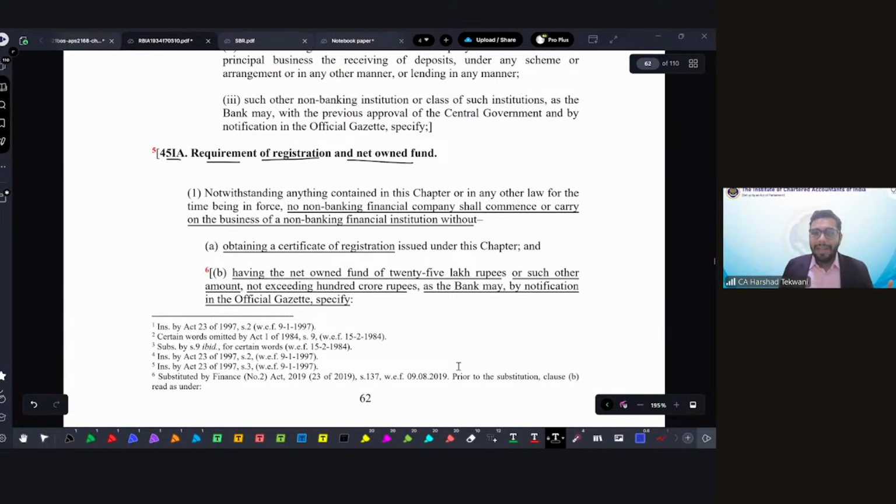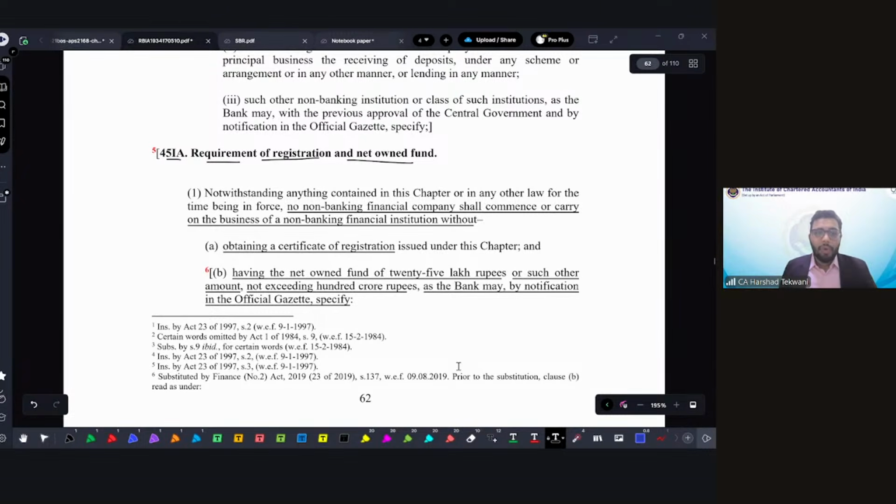Number two, their net owned funds should be more than 25 lakh and less than 100 crores, in between an amount specified by the bank. Okay. Now, the bank may provide different kinds of requirements for different kinds of NBFCs. So that is the requirement for the net owned funds. That is the requirement for the registration. And there are other subsections to section 45IA, which talk about the registration procedure and a lot of things. But there is one important section that we need to understand.